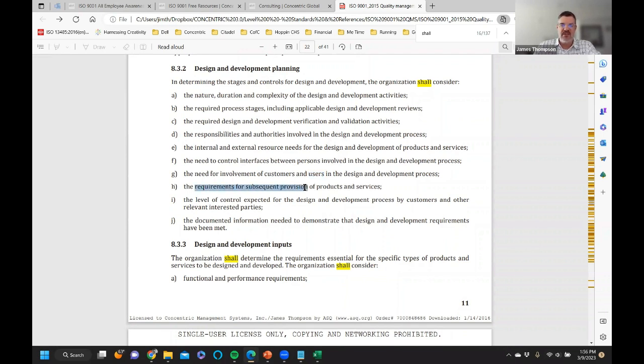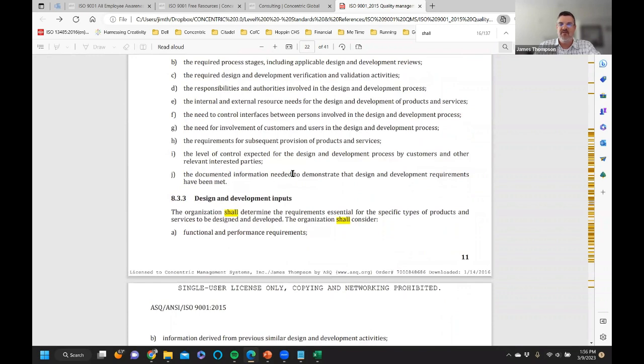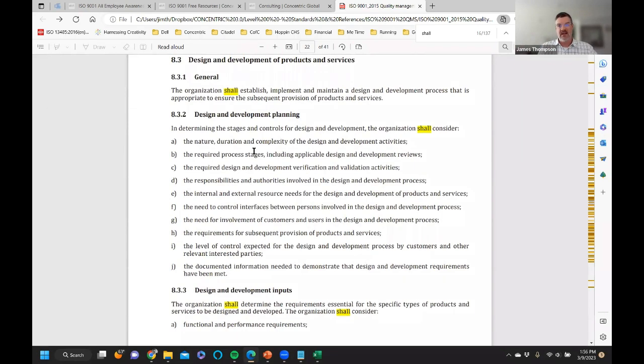So it's really coming up with a checklist or a program plan here that also involves requirements of subsequent provision of products and services, the level of control expected from the design and development process by the customer and any other relevant interested party, and then documented information needed to demonstrate that these requirements have been met. So that's really the overarching planning. And this is almost a miniature or more finite version of 8.1, operational planning. So think about it, clause 4 is like QMS planning, clause 8 is operational planning, clause 8.3.2 is the design and development planning. How does that smaller committee or design development team work overall?